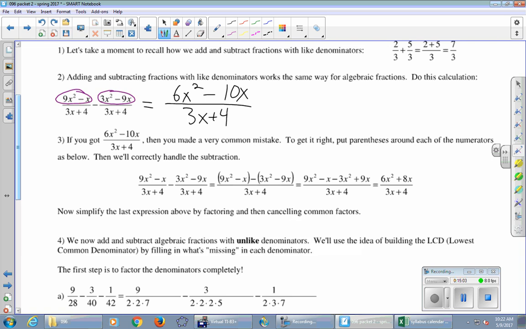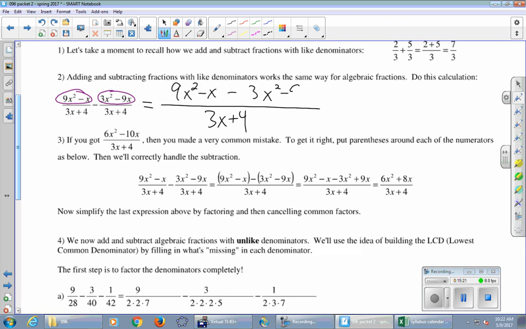So here is the way you are going to avoid that pitfall. You're going to write a big fraction line. You're going to copy your denominator. You know that doesn't change. You're going to bring those two bags of stuff over here. But what are you going to put around them? Parentheses. That's going to be your way of making sure you recognize that these are entire bags that are getting added or subtracted.